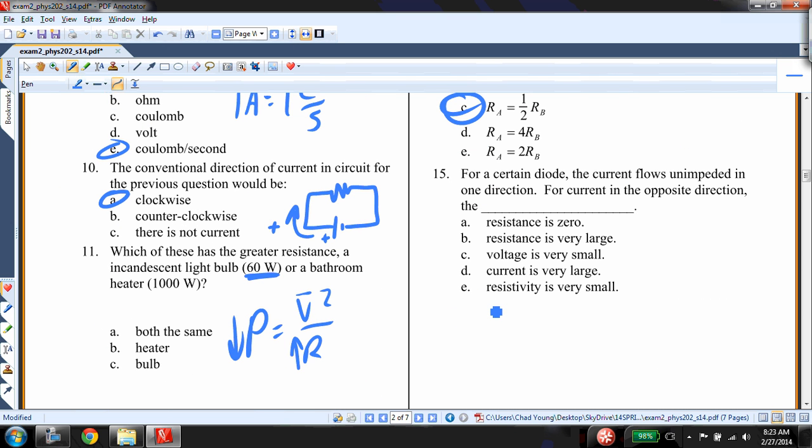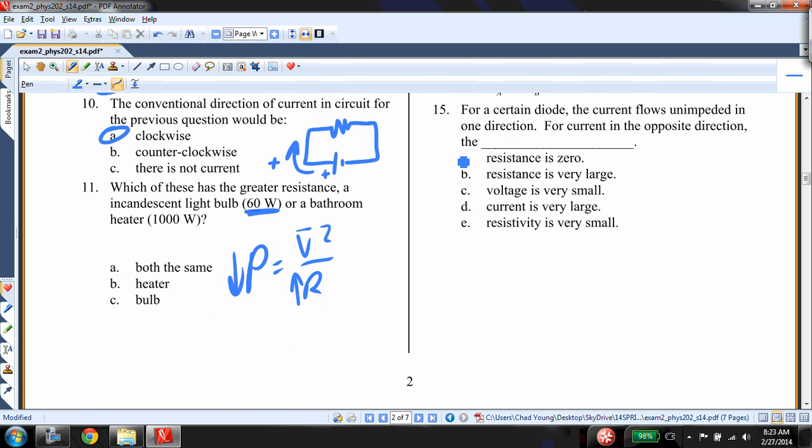For a certain diode, the current flows unimpeded in one direction. For current in the opposite direction, the resistance is very, very large. All right, so we did this plot actually. If I plot the resistance versus current, plus I, minus I, resistance is very low for current in one direction, and goes very large for current in the other direction.